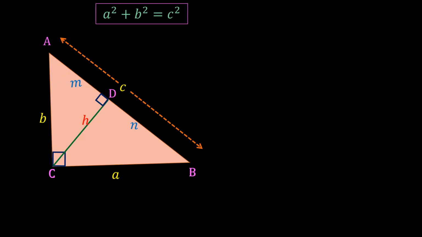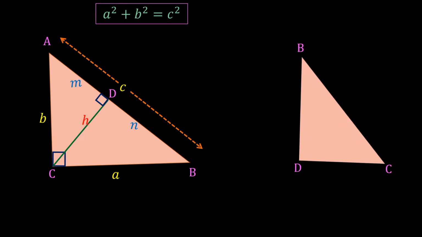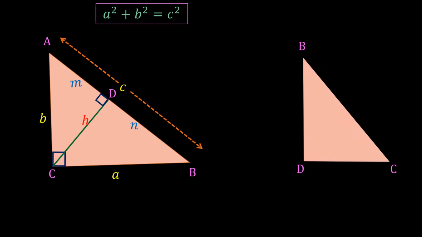So here the vertices of the right angle triangle are A, B and C, where the length of BC is A, length of AC is B and length of AB is C, and CD is the altitude from C to the hypotenuse AB, and the length of CD is given by H. AD is equal to M and BD is equal to N. So you can observe that by angle similarity, triangle ACB is similar to triangle CDB.